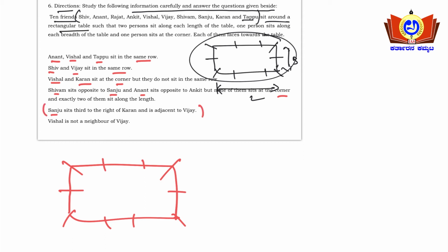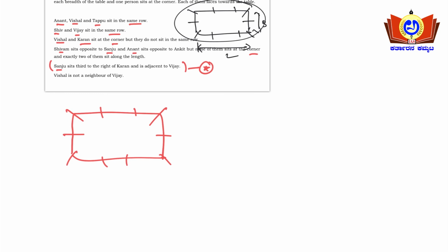See here, when you see all the statements, this statement actually gives you a more precise position. Sanju sits third to the right of Karan. This we got here. See friends, we got a reference point, right? Sanju sits third to the right of Karan, and adjacent to Vijay. So from this reference point we shall start solving the problem.